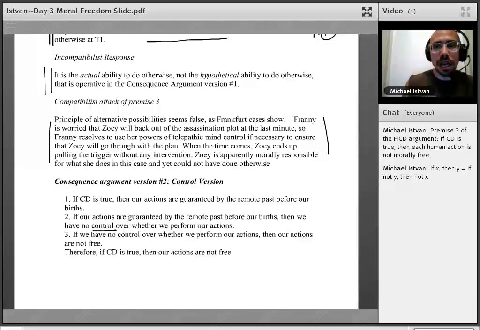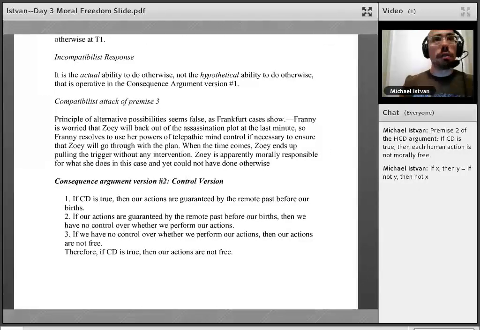Control. If our actions are guaranteed by the remote past before our births, then we have no control over whether we perform our actions. Now, premise 3 says if we have no control over whether we perform our actions, then our actions are not free. Therefore, ultimately, by a series of hypothetical syllogisms again, if CD is true, then our actions are not free. Okay.